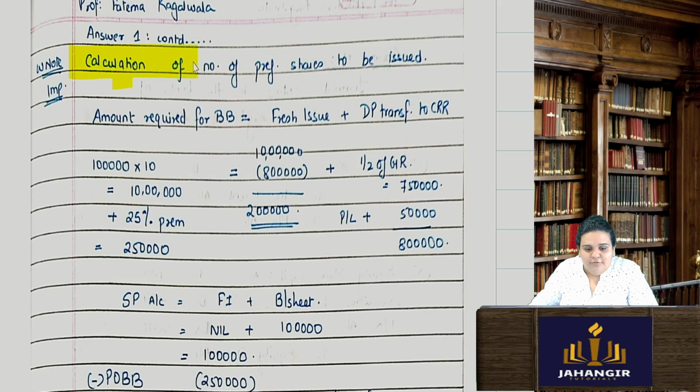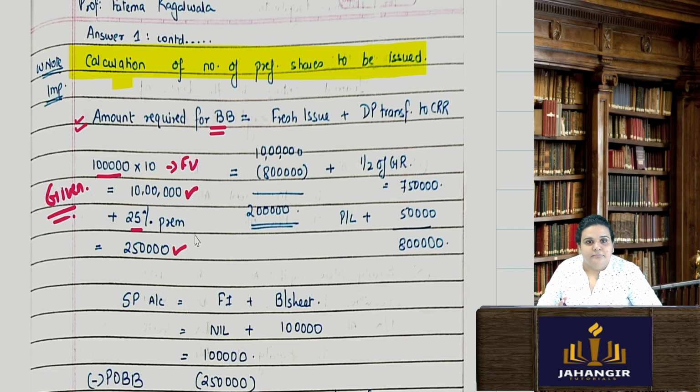Calculation of number of preference shares to be issued. Okay, this will be a working note always. Right, this only we will be preparing. First, write amount required for buyback. I have to buy back 1 lakh shares at rupees 10 each face value. Plus I have to give them 25% premium. This is mentioned in my sum given. So I have to pay my shareholders 10 lakhs plus 2,50,000.